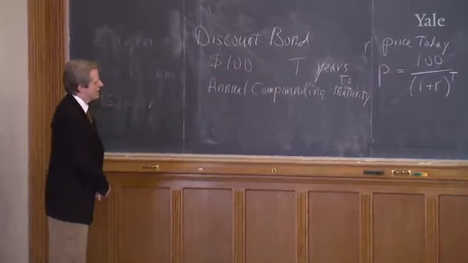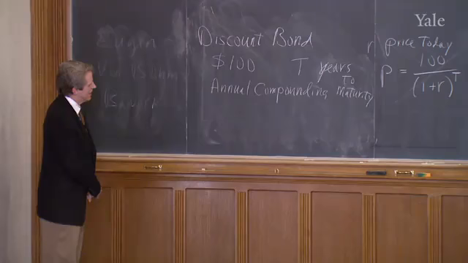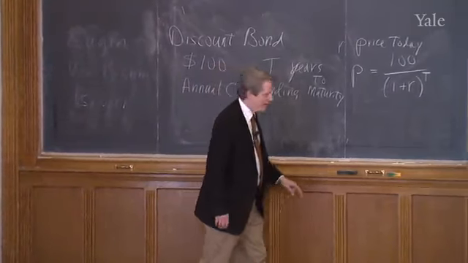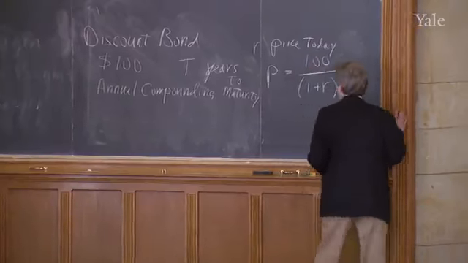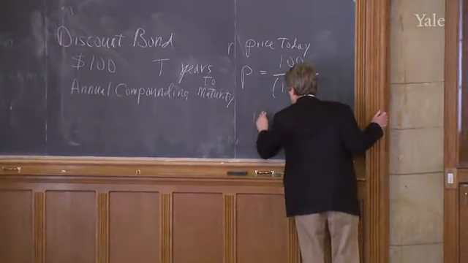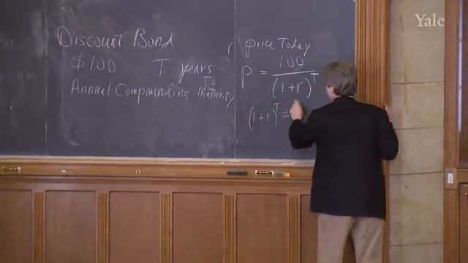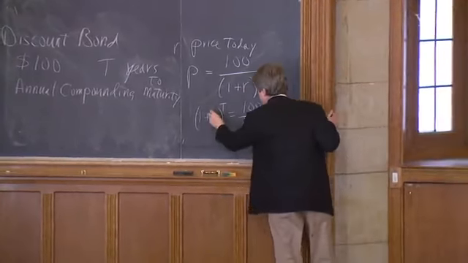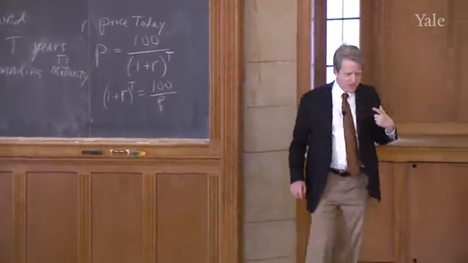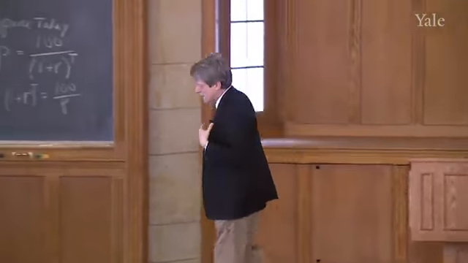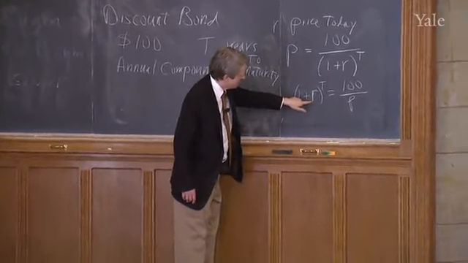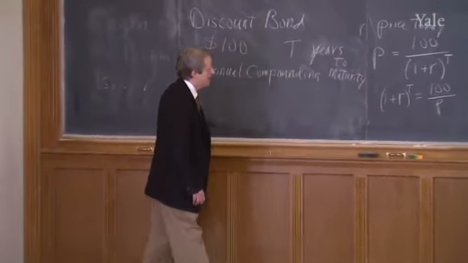That's the formula. In other words, 1 plus r to the Tth power is equal to 100 over P. So 100 over P is the ratio of my final value to my initial investment value if I invest in a discount bond, and I want to convert that to an annual interest rate. So this is the formula that allows me to do that.